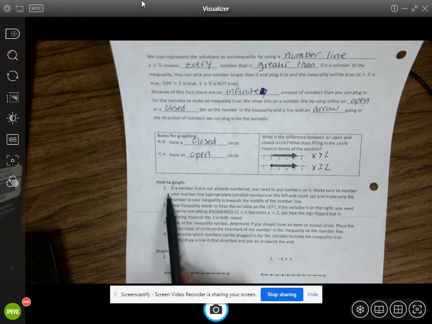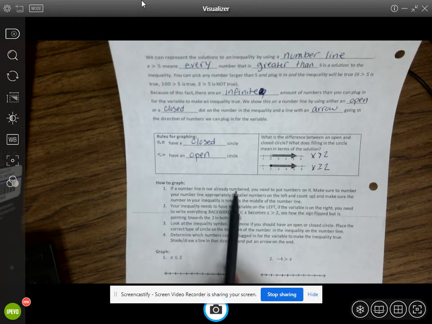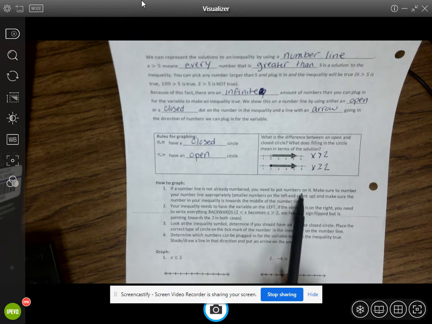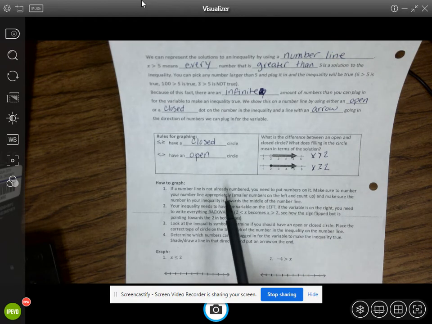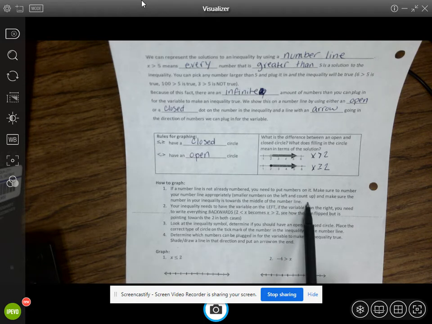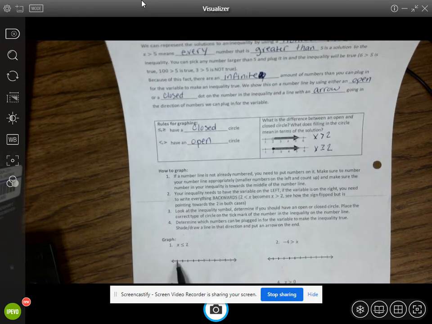Now, how to graph these. You're going to start with a number line. If you don't already have it numbered, you need to put numbers on it. You need to make sure that your number line is numbered appropriately, meaning smaller numbers on the left and you count up. You do not have to put 0 right here. You do not have to put 0 in the middle. It doesn't matter. What does matter is you pick a number to start with right here, and then you count up.